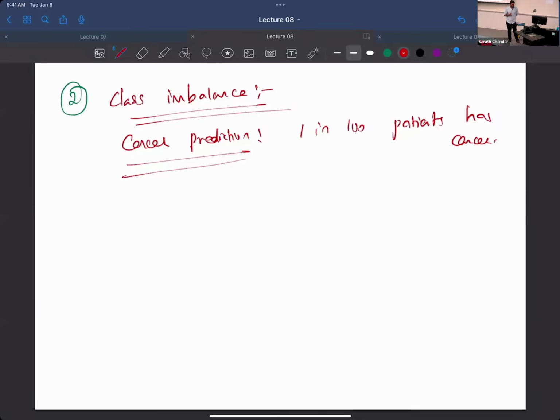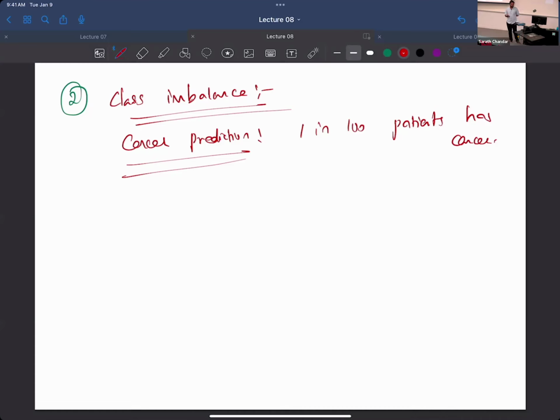So how do we avoid this? What can we do to avoid this? Any ideas? Yeah, you can heavily penalize false positives or the opposite, whatever. Yeah, you can heavily penalize the mistakes where the model is predicting no cancer for a patient having cancer. So basically you're changing the weights of the loss function.